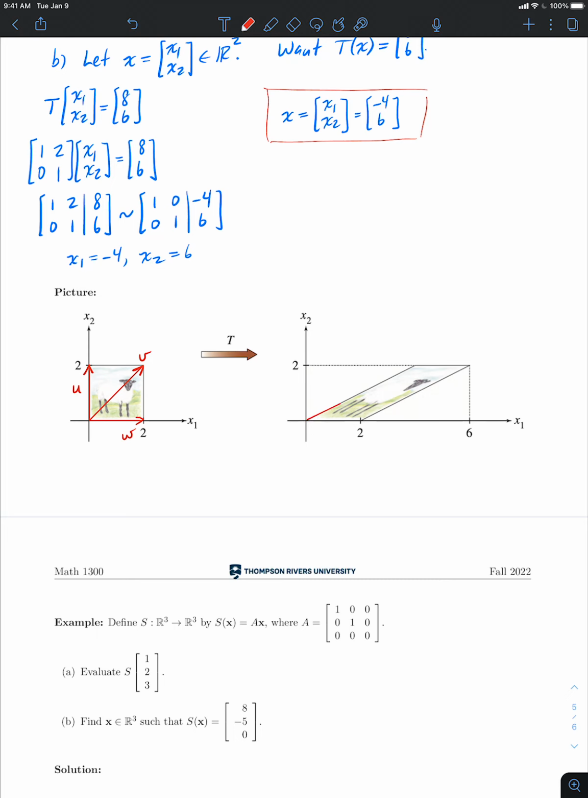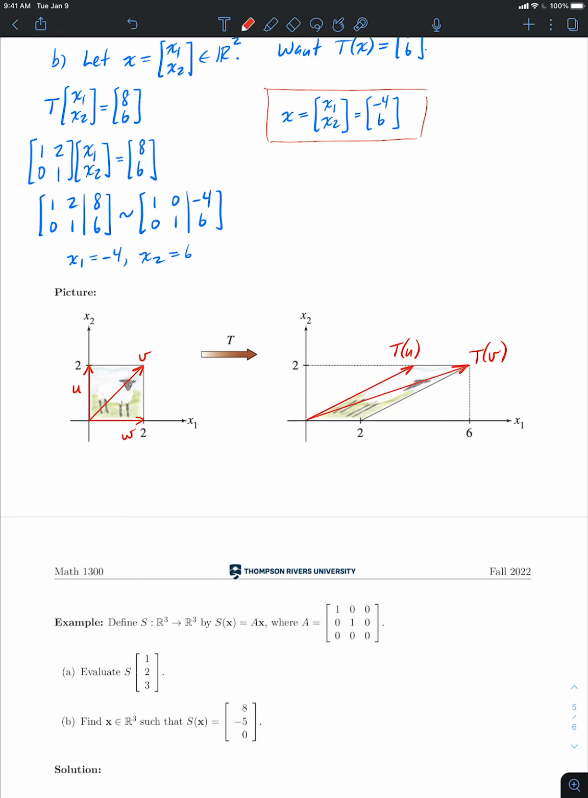So T is going to send u to this vector here. So it's stretched it, pulled it horizontally to the right by quite a bit, by 4 units. So it's moved it a long way. So this is T of u. And then T of v, the way we've labeled it, gets moved all the way over here. So this is going to be T of v. That one's been pulled horizontally as well. Not by as far, but it has been pulled to the right.